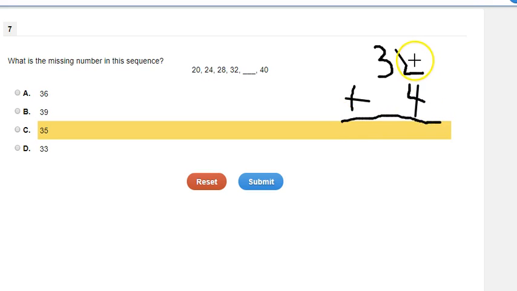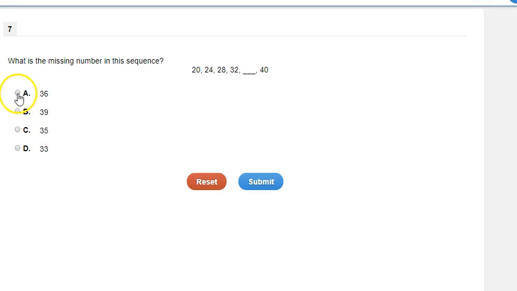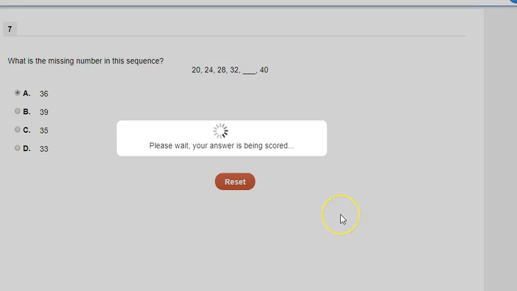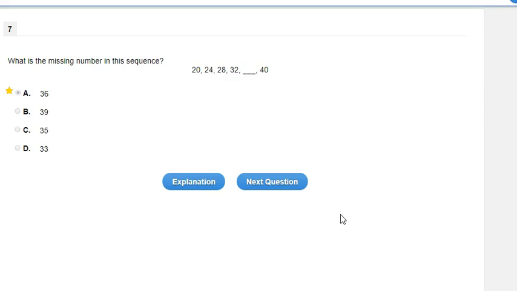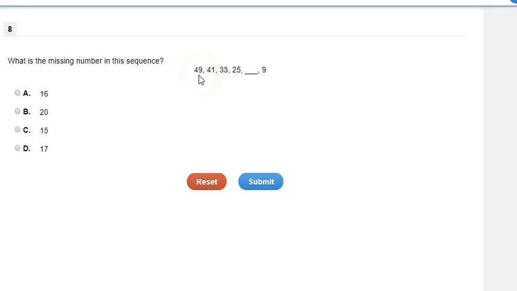is what? Okay, so 2 plus 4 is 6. 3 plus 0 is 3. So 32 plus 4 would be 36. 36 would fit in that blank. So I am going to choose 36. Excellent. Okay, next one.